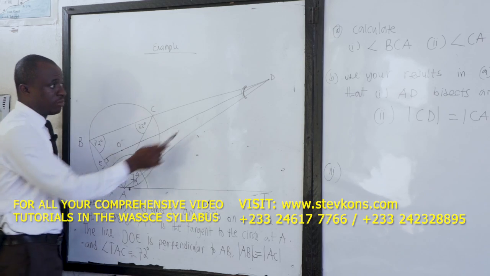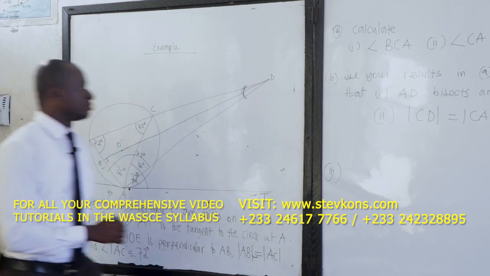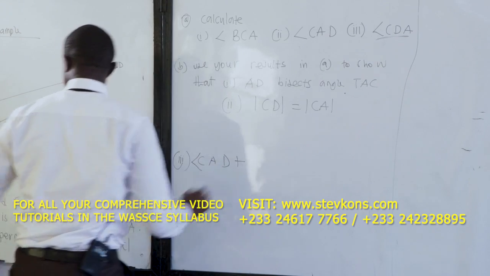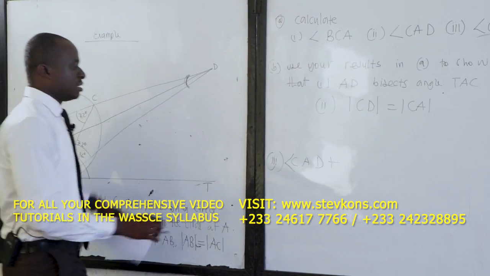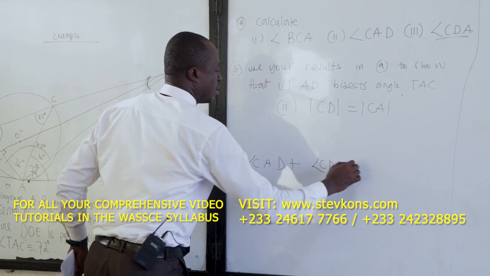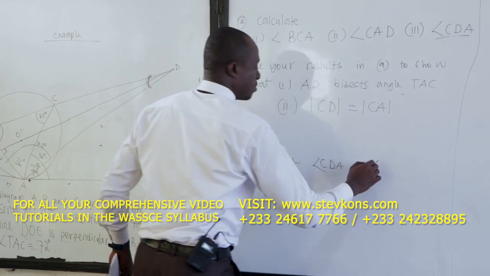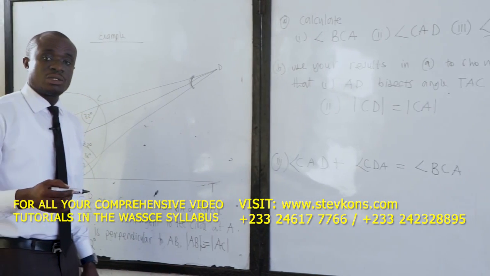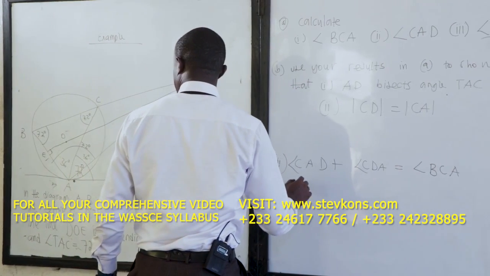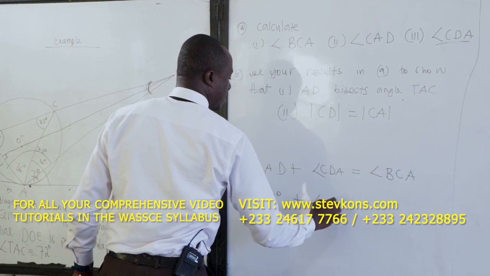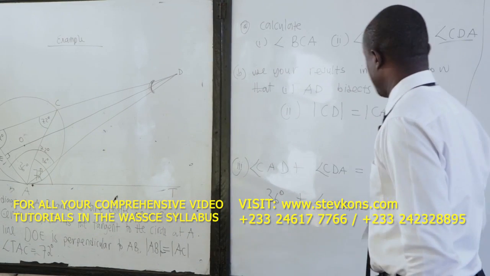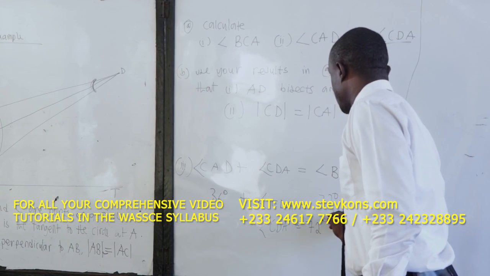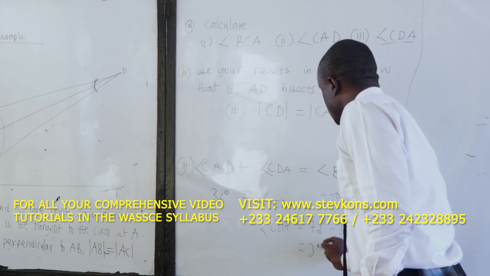Okay, so the angle here plus the angle here is equal to the exterior angle. So what can we say? We can say that angle CAD plus angle CDA is equal to angle BCA, because the sum of the opposite interior angles is equal to the exterior angle. Now, CAD is 36 degrees, plus CDA. Then what is BCA? This is 72 degrees. So clearly, CDA is equal to 72 degrees minus 36 degrees, and this is 36 degrees.